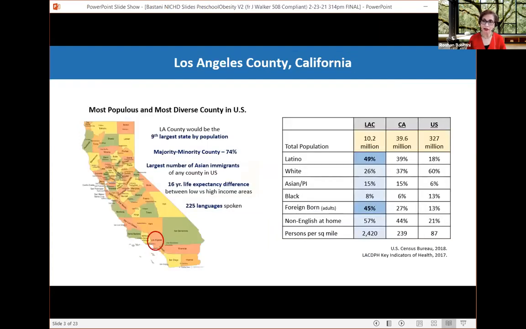So our study is conducted in Los Angeles, and just a quick overview, it's down here in California, very small geography, but very huge in population. It is the most populous and diverse county in the United States. And if Los Angeles County were a state, we would be the 9th largest state in the nation. 74% of our population consists of ethnic minority groups. Latinos are the largest group with 49%. 45% of our adult population is foreign born, and 57% speak a language other than English at home.